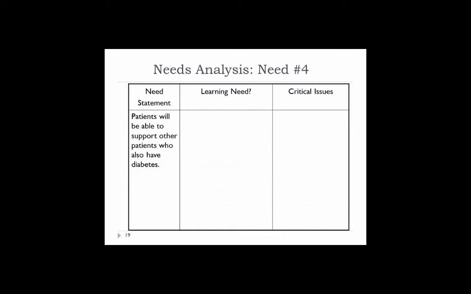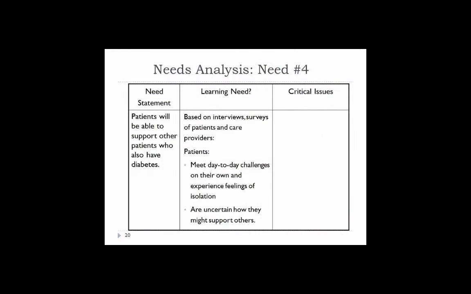The fourth need was for patients to be able to support one another, other patients who also are struggling with the challenges of living with diabetes. We found that patients meet day-to-day challenges largely on their own and experience feelings of isolation, but aren't certain how they might support others. A critical issue for us to acknowledge there was the importance of building patient peer support networks, but only after pattern recognition has been achieved for individual patients. In other words, they need to be able to manage their own diabetes before they can usefully support others.